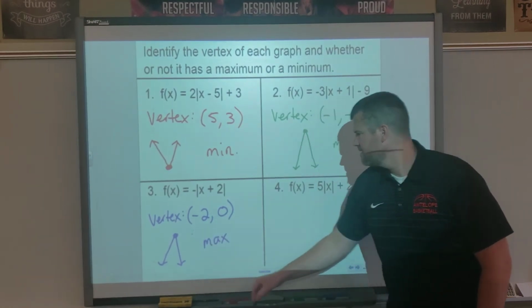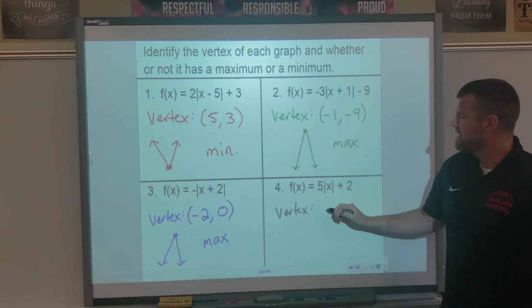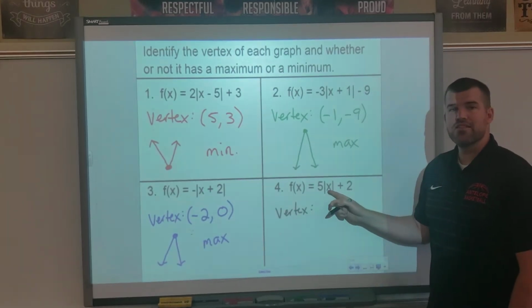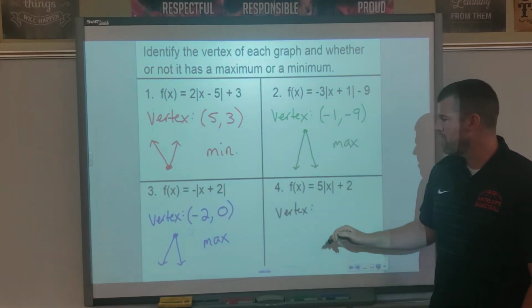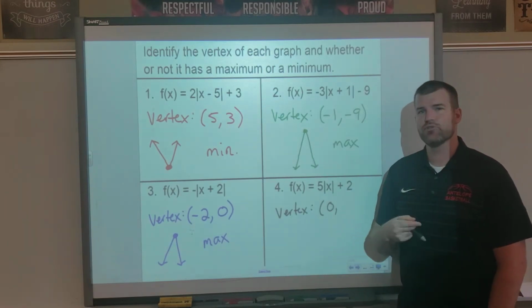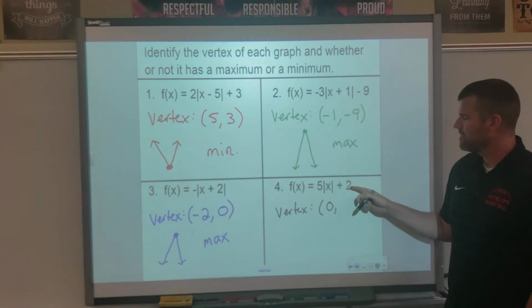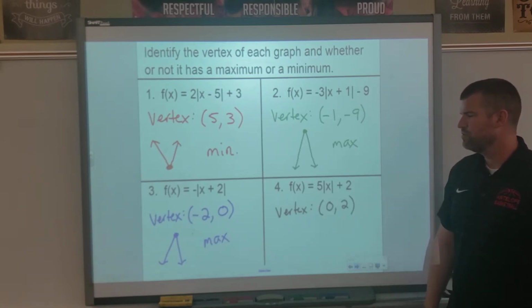And then finally, the vertex here. It's always the number that's inside the bars. And so since there's no number being added or subtracted in the bars, it means our x-coordinate is 0. There was no shift left or right. But our y-coordinate is going to be the number on the outside. So our vertex will be 0, 2.